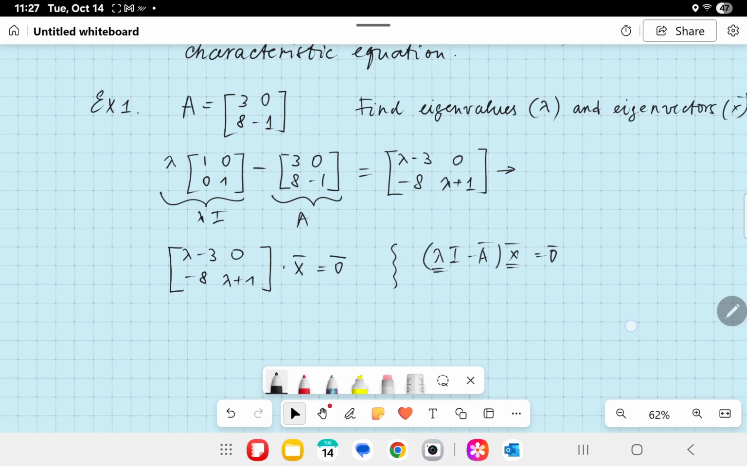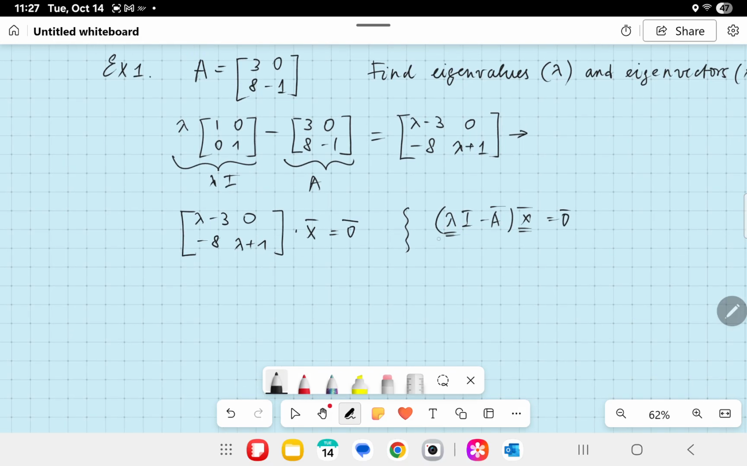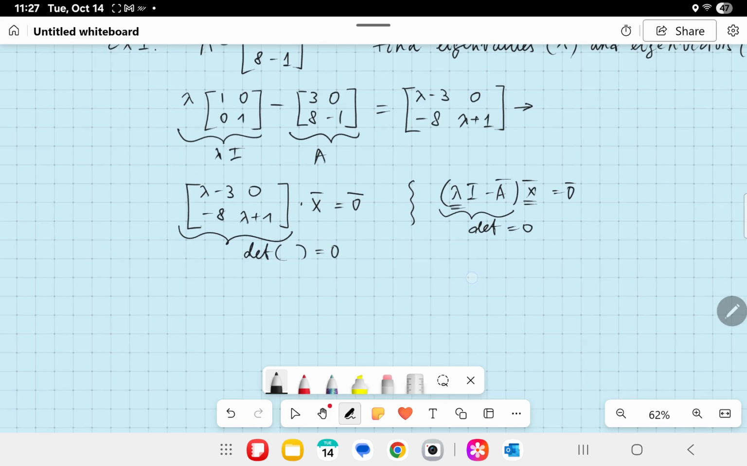Now we need to set the determinant equal to 0, right? The determinant of this matrix is supposed to be equal to 0. Because it's a 2 by 2 matrix, I'm just going to do lambda minus 3 times lambda plus 1, minus 0 multiplied by negative 8. Looks like we are just going to have lambda minus 3 times lambda plus 1 equals 0.